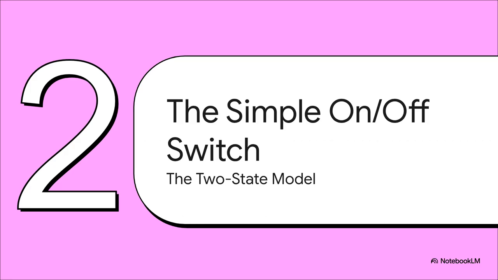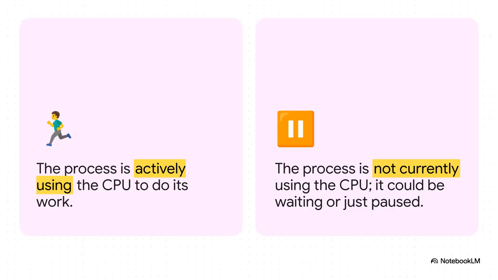All right, let's dive in with the simplest way to look at a process's life, the 2-state model. You can basically think of it as a light switch. It's either on or it's off. So in this model, a process is either running, meaning it's actively using the computer's brain, the CPU, or it's not running. That's it. It's either doing work or it's not.